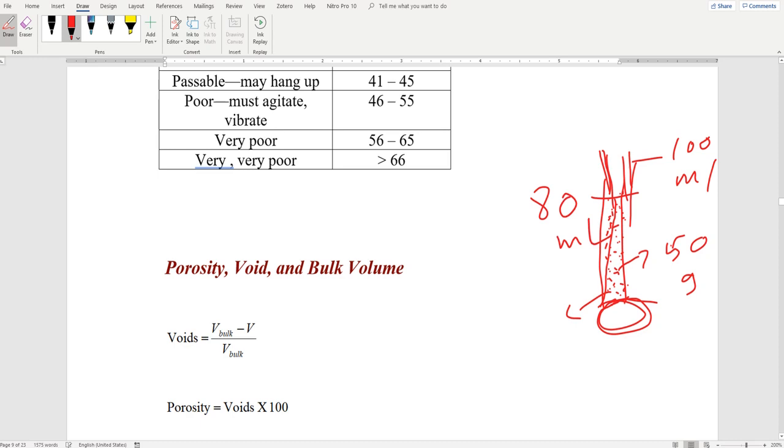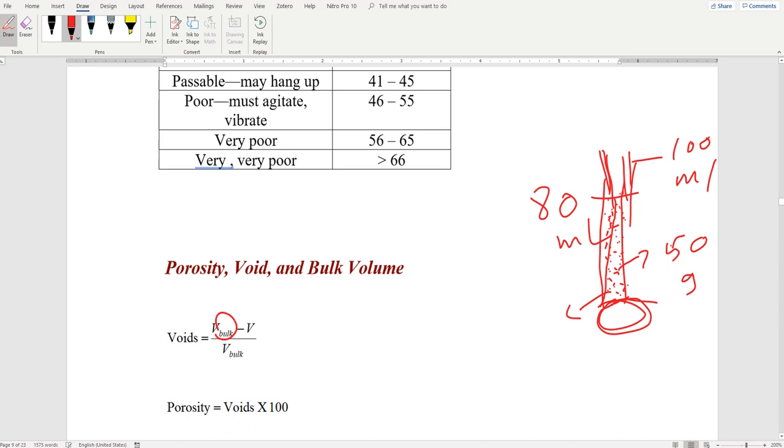So this 80 ml of the 50 gram particles consists of the particles themselves, right, plus the spaces between the particles. This volume is the volume of the particles and the spaces between them. Now this volume, the 80 ml, what do we call it? We call it bulk volume.